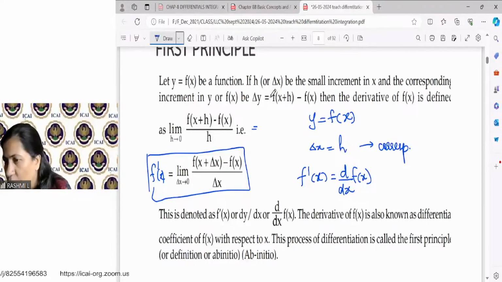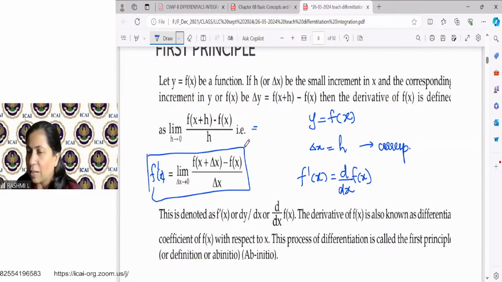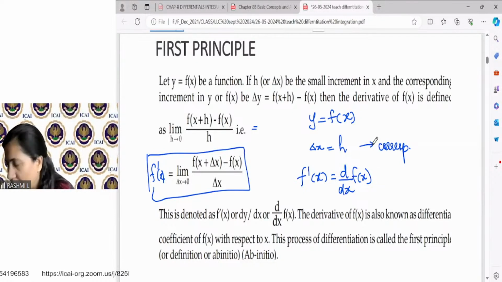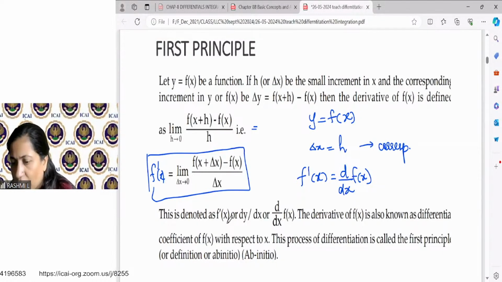Anybody has any question, you can put it quickly in the chat box so that we don't waste time in unmuting and muting you all, and as soon as I see the question, I can answer it. So f dash x or dy by dx is known as the differentiation. This process of differentiation is called the first principle, ab initio.